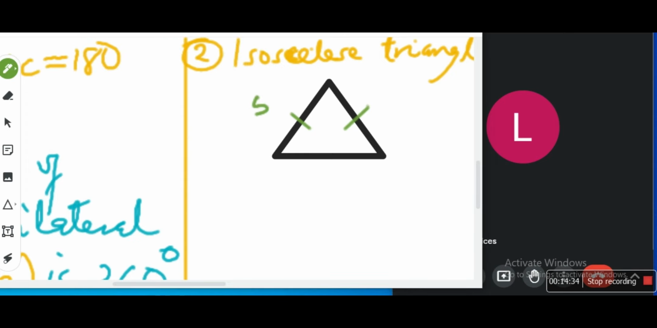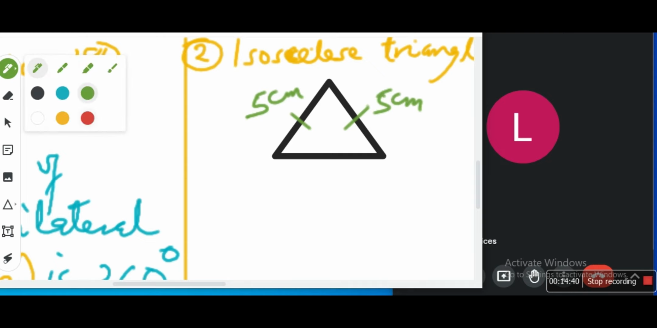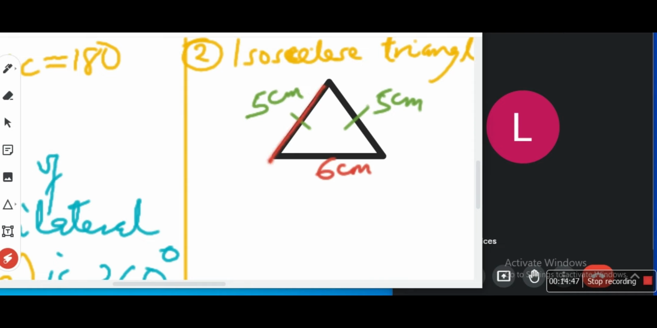So for instance, this might be 5 centimeters, this will also be 5 centimeters, but this side may have a different value, like 6 centimeters. So only two sides, this side and this side, are equal. You trace down the angles they form at the base. Let's call here A and call here B.